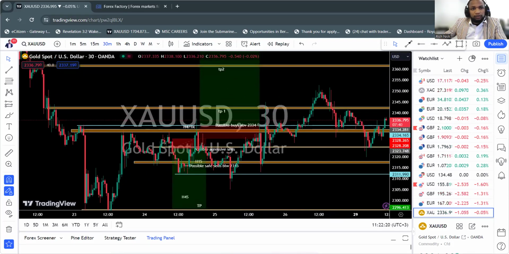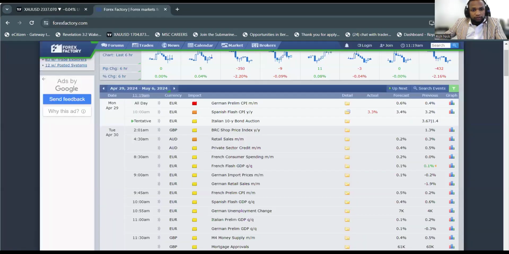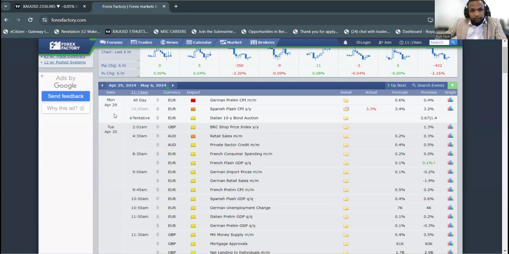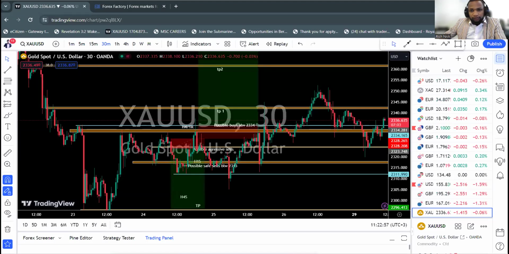First of all, like we always do, we jump onto fundamentals to see if there's anything. On Monday, 29th of April, we have the Euro news: the prelim CPI for Germany will be coming out. We have another Euro news that already passed at 10 a.m., and tentative Euro news that may happen anytime during the day. Basically, we don't have anything USD today, so that's good for us to do our analysis.